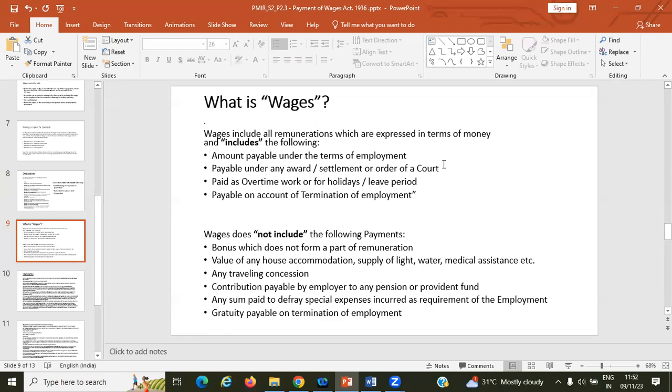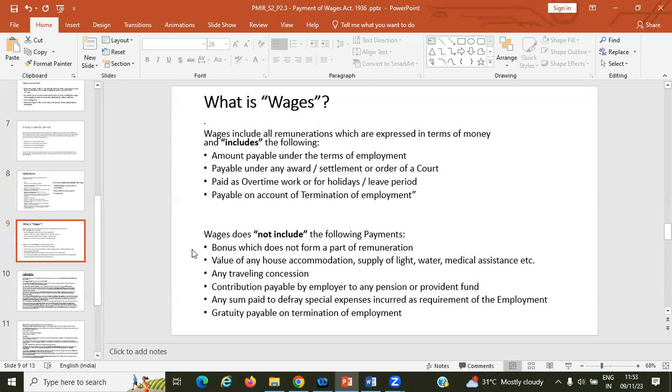And what we are not including as wage, in the next thing: wage does not include the following payments. Bonus which does not form part of remuneration. Some kind of bonus, I was talking about profit sharing bonus. The company has decided to give a portion of the profit. So you are getting a bonus on this Dussehra. That is not your wage. That is your profit sharing. The company has made a good profit and has decided to make you happy, so they are giving some bonus.